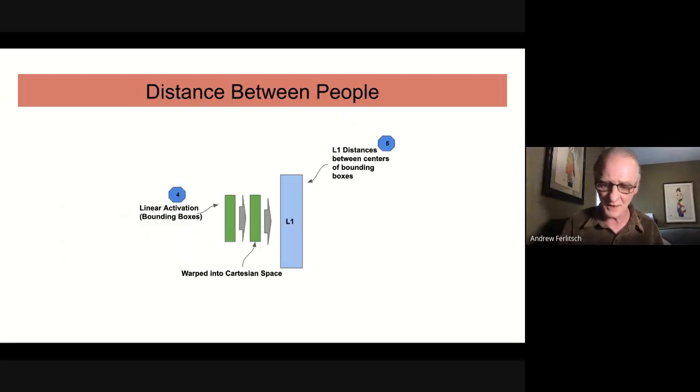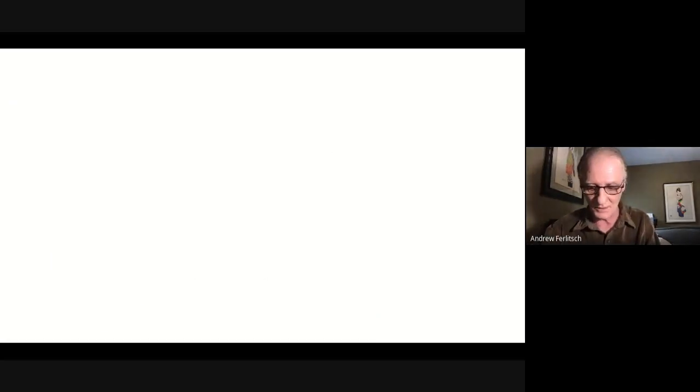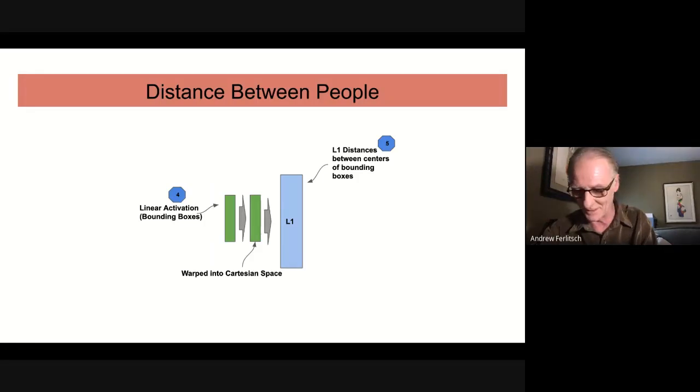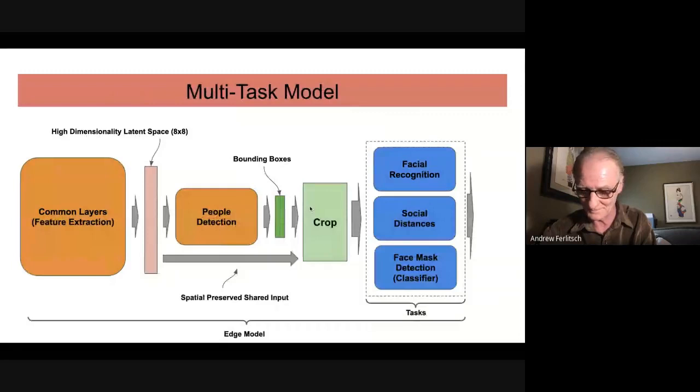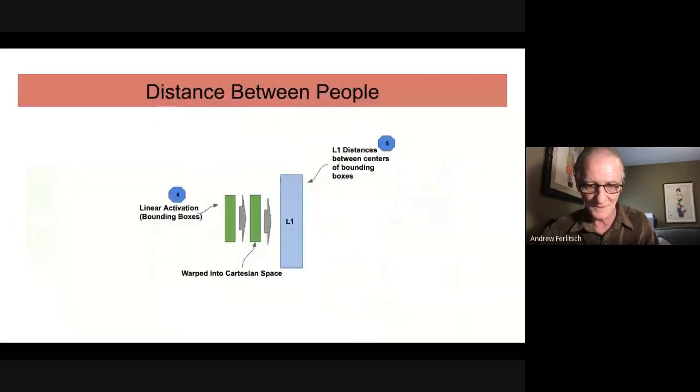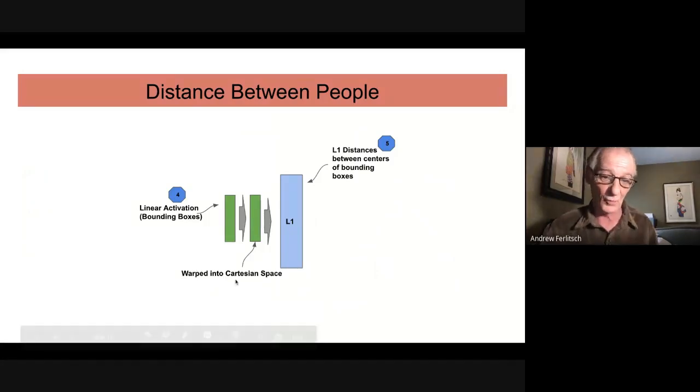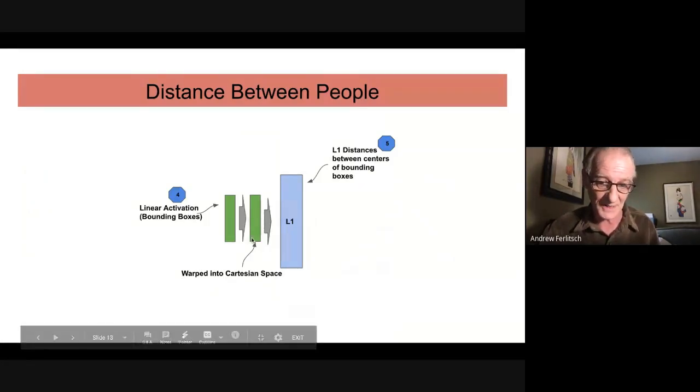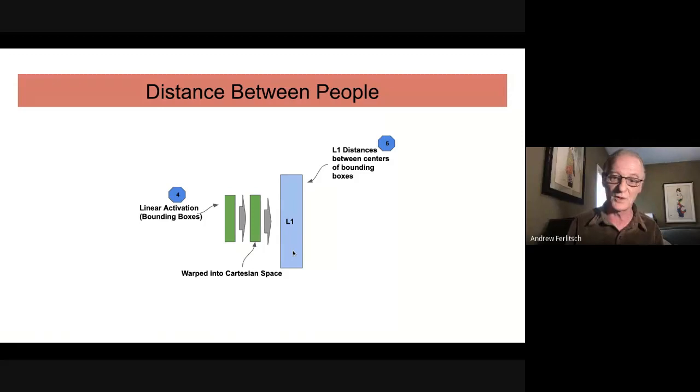Okay, so let's now talk about the crop part here and the warping. We're going to take those bounding boxes and apply the warp into the Cartesian space. Now we can do an L1 distance measurement between every pair of bounding boxes and output that.